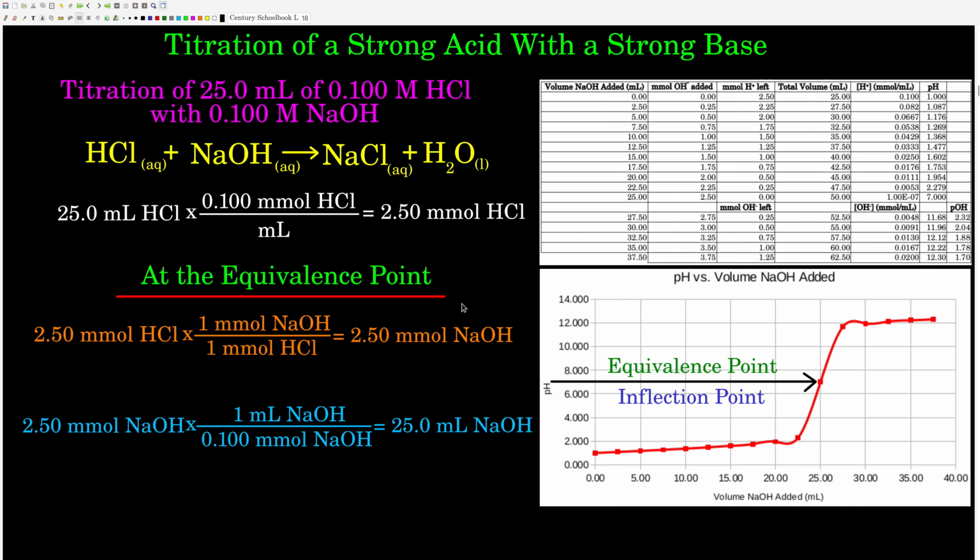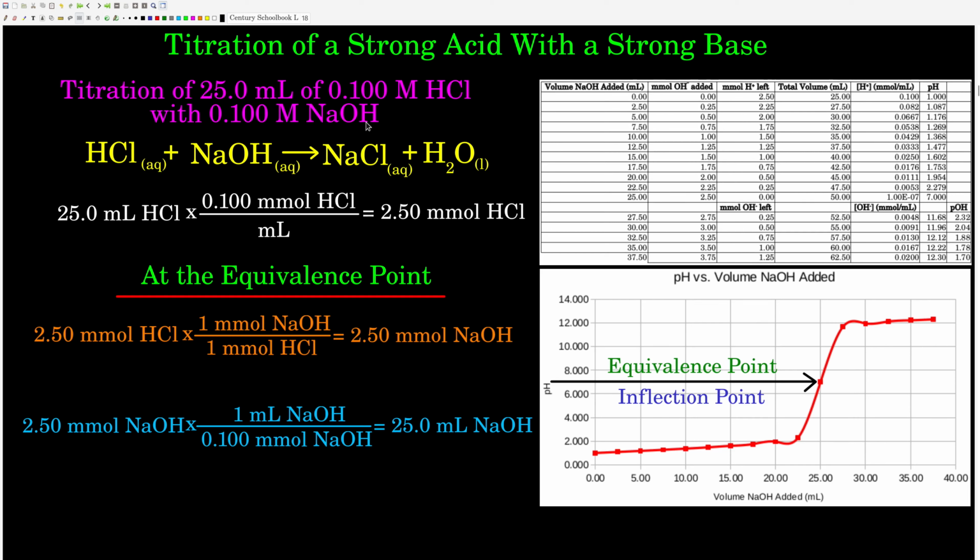So what I have here is the titration of 25.0 milliliters of 0.100 molar hydrochloric acid with 0.100 molar sodium hydroxide. Now these concentrations don't have to be the same. The calculations work out the same way. But it just makes it a little easier to see what's going on. That's why I set it up this way.